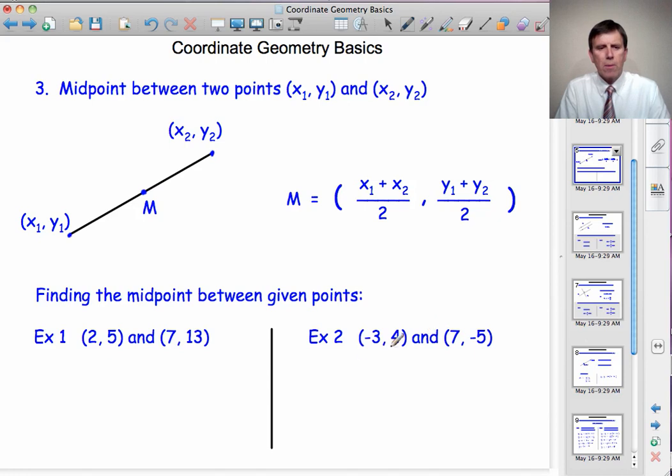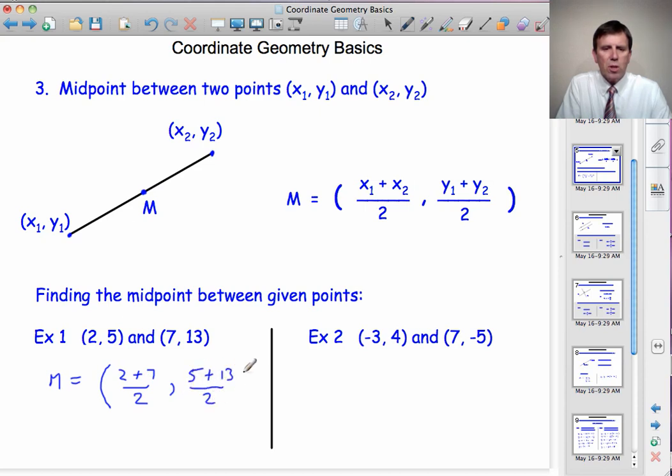Let's look at 2 examples. Again, the same pairs of points as the previous questions. Find the midpoint between 2, 5 and 7, 13. Well, m will be 2 plus 7 divided by 2 for the x-coordinate and 5 plus 13 divided by 2 for the y-coordinate. So m is the point 2 plus 7 is 9, 9 over 2. 5 plus 13 is 18, and 18 divided by 2 is 9. So we have 9 over 2, 9.